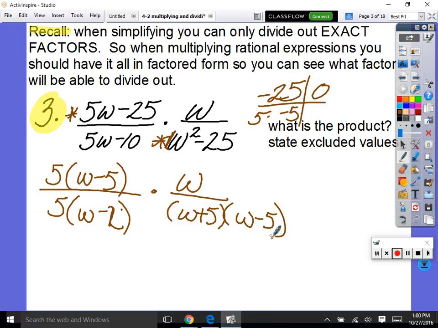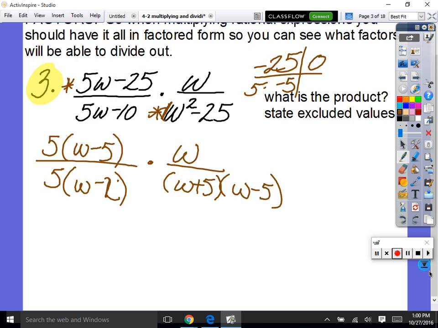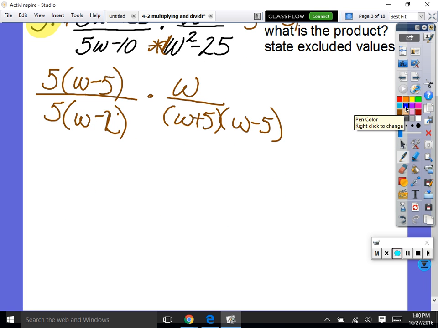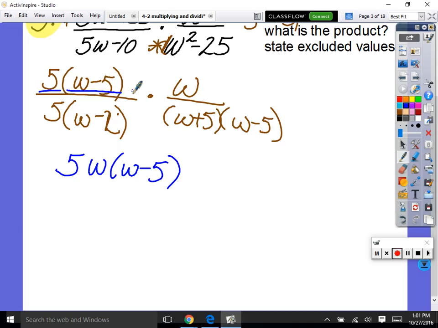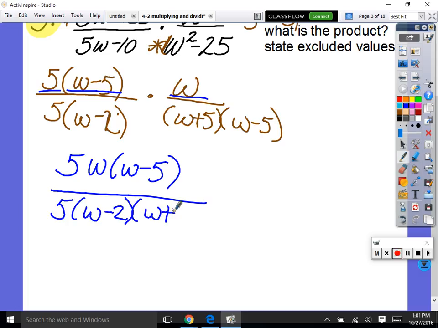Now don't we know that we now multiply straight across and then divide straight down? So what we're really looking at, and I'm going to do this way the first time, you multiply straight across. So on top, leave it factored. Don't we have 5, a w, and a w minus 5? 5, w minus 5, and w. On bottom, I'm leaving it factored. We're not going to put it back together. We're leaving it factored for a reason so we can easily simplify. On bottom, we have a 5, a w minus 2, a w, plus 5, and a w minus 5. And now isn't it just simplified?